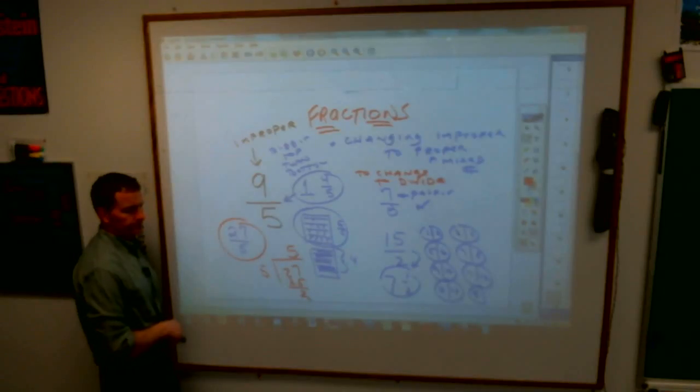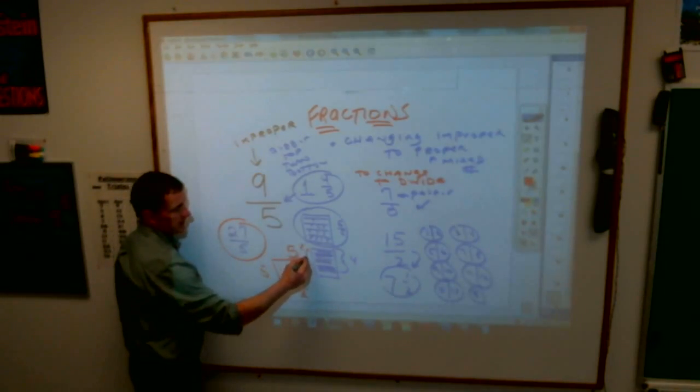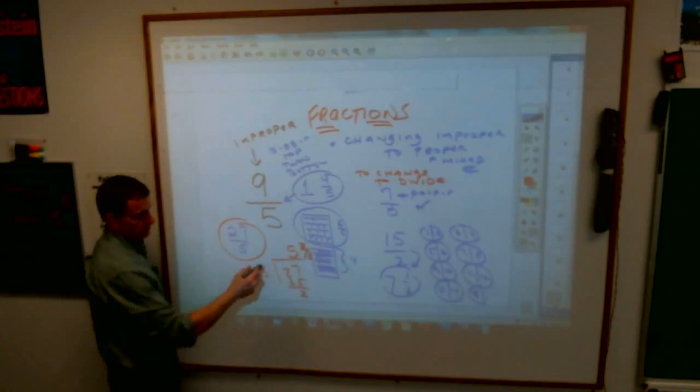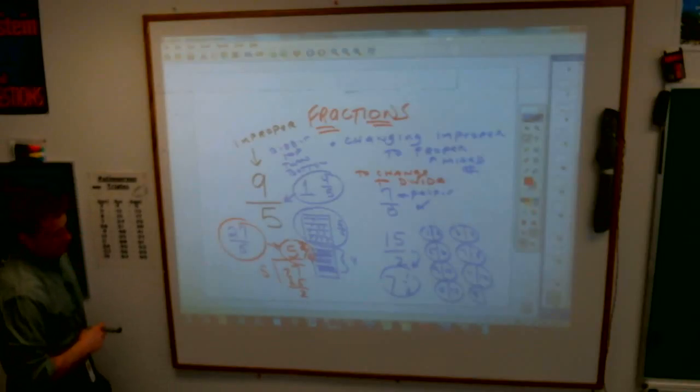Aaron? Yep, take the 2, put it over the 5, and it is 5 2/5. 5 2/5. Here is your mixed number from that improper fraction there.